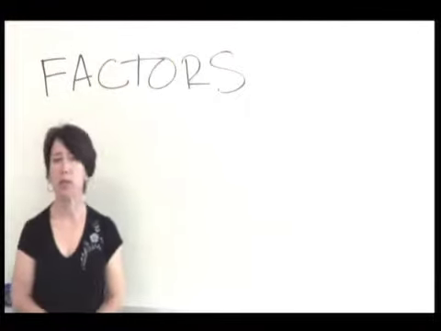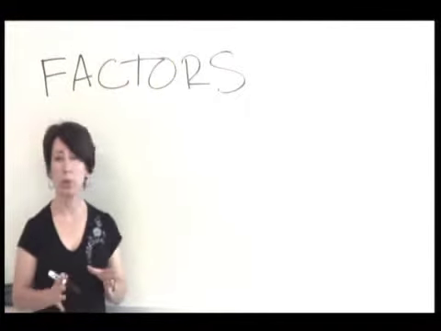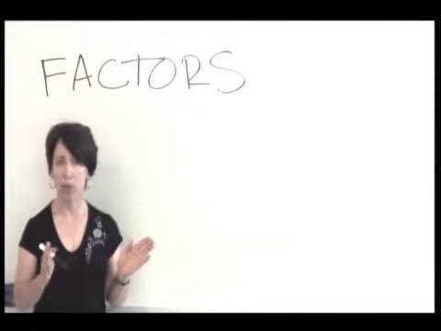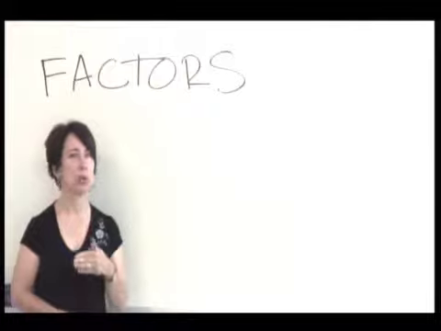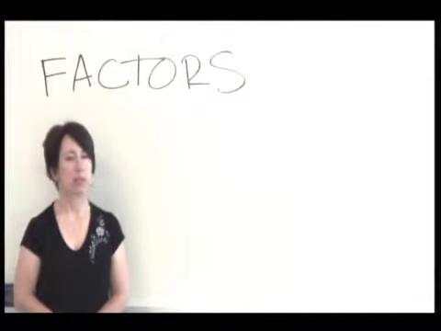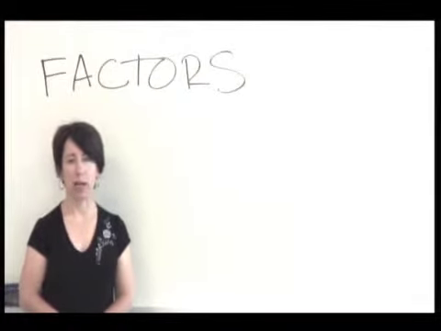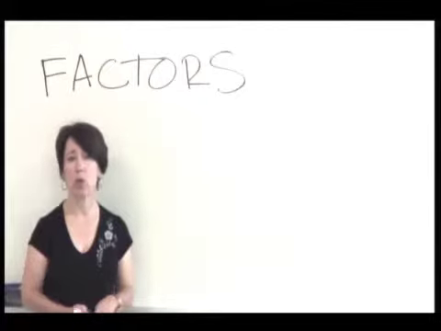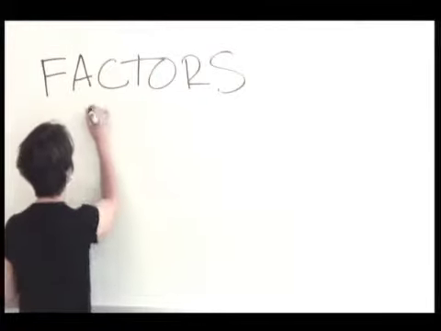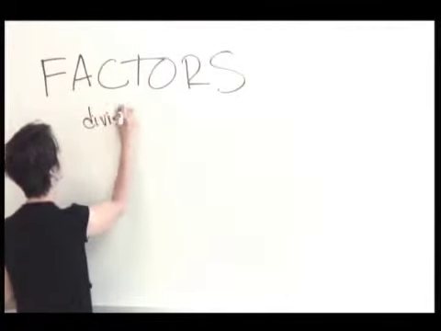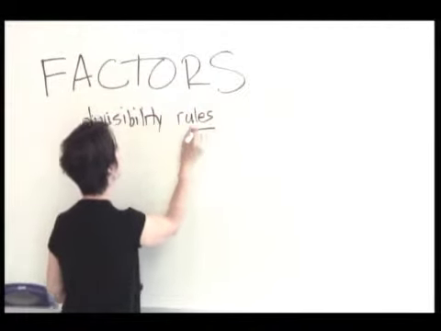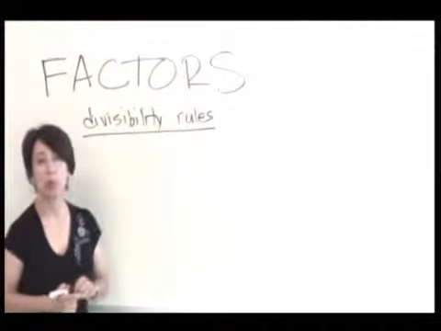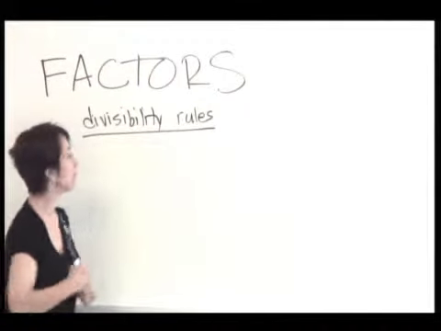Now, when you're asked to figure out a list of factors, it's useful to start with 1 and the number itself, and then go through the number line systematically, 2, 3, 4, 5. It's useful to know your multiplication facts, and it's also useful to know some divisibility rules. These will help you figure out where to start.